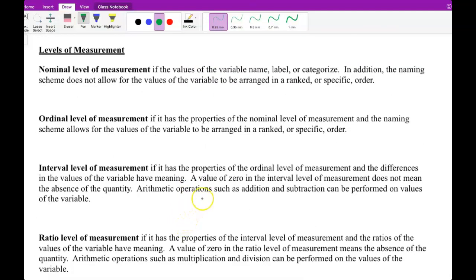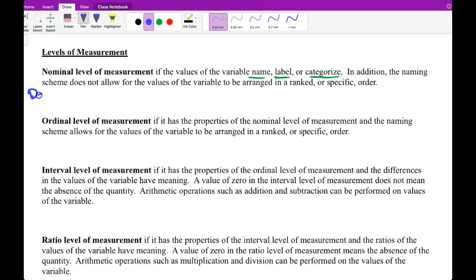Okay, next part, levels of measurement. We have four parts: nominal, ordinal, interval, and ratio level of measurement. The first one is nominal. So this one deals with names, categories, and labels. And here data are qualitative.